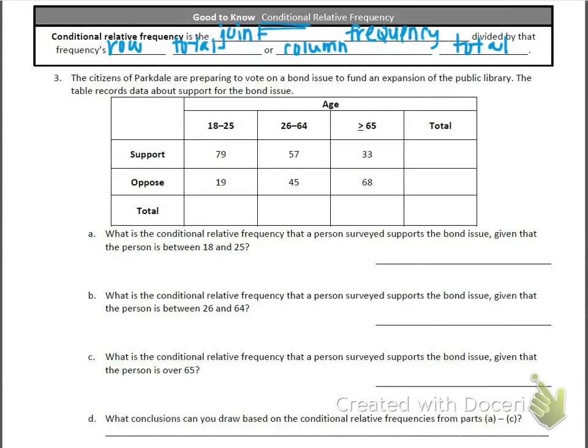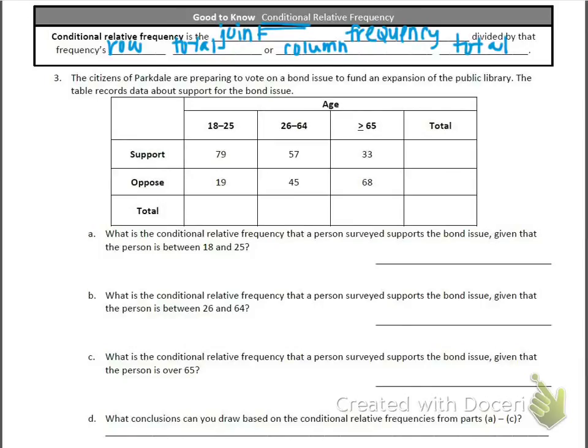The citizens of Parkdale are preparing to vote on a bond issue to fund an expansion of the public library. The table records data about support for the bond issue. So there are two categories to categorize people in. Either they support the issue or they oppose the issue, meaning they don't agree. But then we took all of the people that we surveyed and we split them up by their age. So we split people into the 18 to 25 age group, 26 to 64, and then greater than or equal to 65. So 65 years or older.